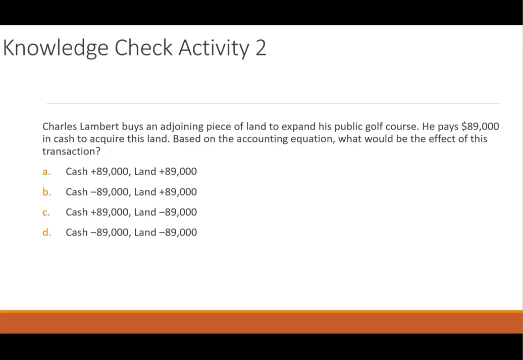I don't mean to sound weird here, but think about it. He can't buy it with his looks. He's got to use something that matters. So cash, tangible cash. What happens to cash when he spends $89,000 on land? It goes down. But what has gone up? Or what else has happened? He now has land. So one account called land, which is a resource, increases, and one resource called cash decreases. So cash decreases by $89,000 and land increases by $89,000. That makes sense? Both are assets.